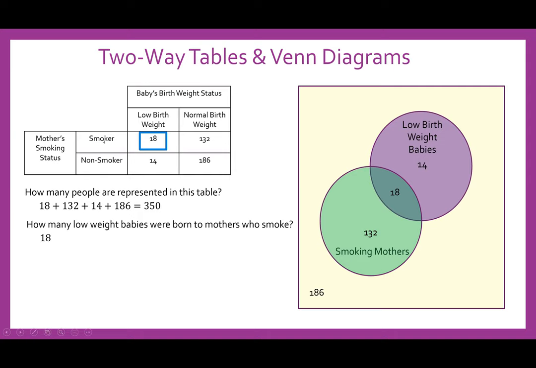All right, so next I'm going to ask how many total babies were born to mothers who smoke. So this is a bit different. I'm going to go over to mothers who smoke. That's the first row here. 18 of them had low birth weight babies, and 132 of them had normal birth weight babies. So the total number of babies born to mothers who smoke is going to be that 18 plus 132, which is 150.